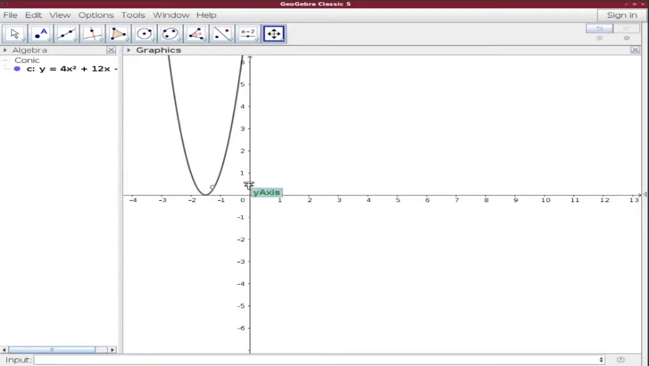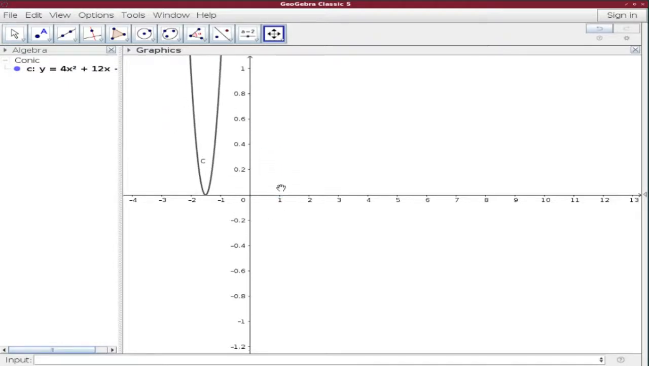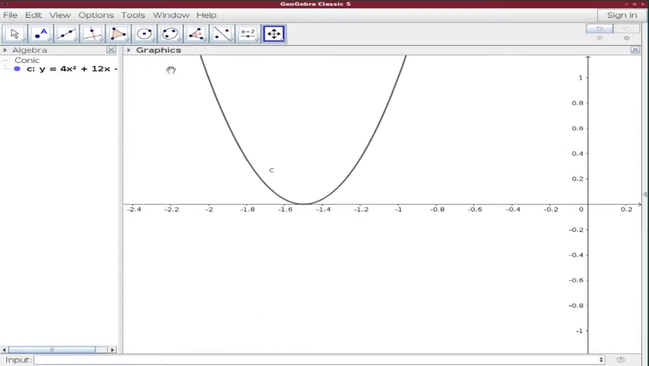We hit enter, and sure enough, if we zoom in a little bit, we can see that our parabola sure enough is only touching the x-axis in one particular spot. So right there we have one real root, exactly as our discriminant was telling us. We would have only one real root.